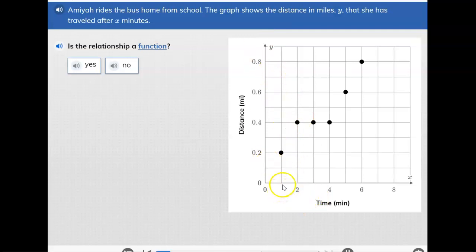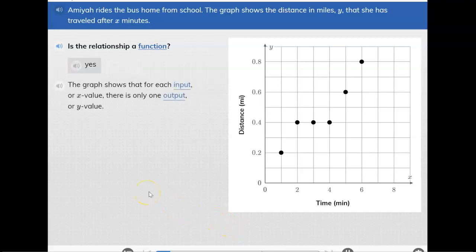So it's a function if every input has only one output. You see how there's only one dot as I go vertically on my line. This is called the vertical line test. If you can only hit one spot in your data or on your line, then it is a function. So yes, it's a function. Good. But it is not linear.